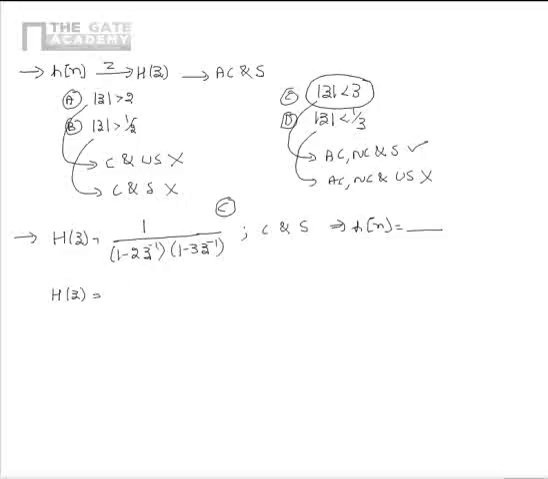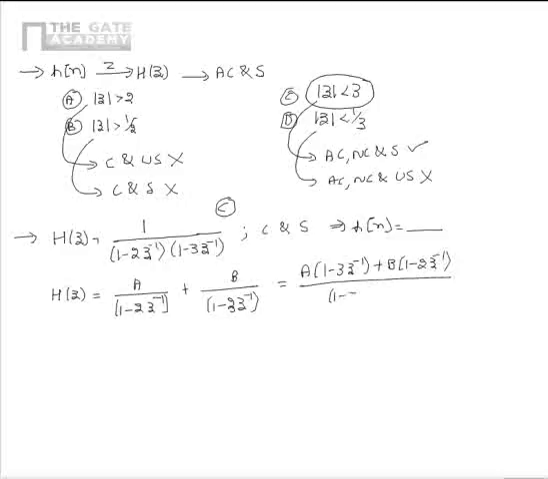By splitting the given H of z into partial fractions, we get that H of z is equal to A by 1 minus 2z inverse plus B by 1 minus 3z inverse. This is equal to A into (1 minus 3z inverse) plus B into (1 minus 2z inverse) divided by (1 minus 2z inverse) multiplied by (1 minus 3z inverse).